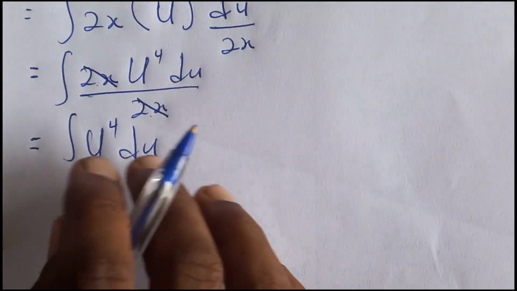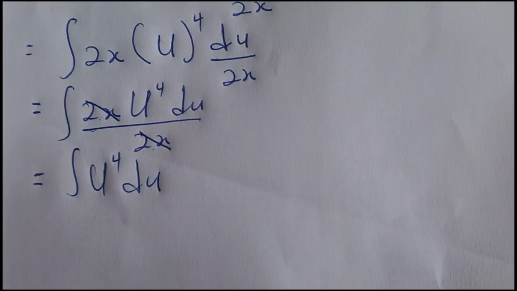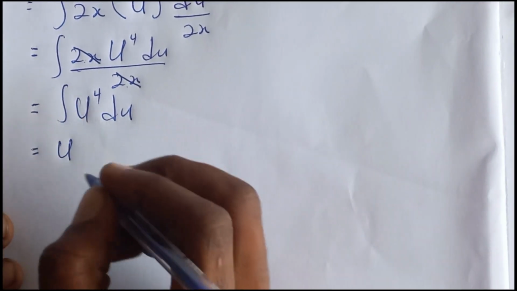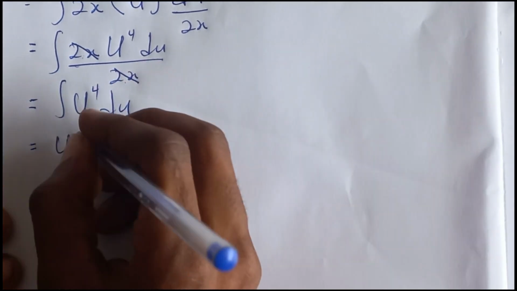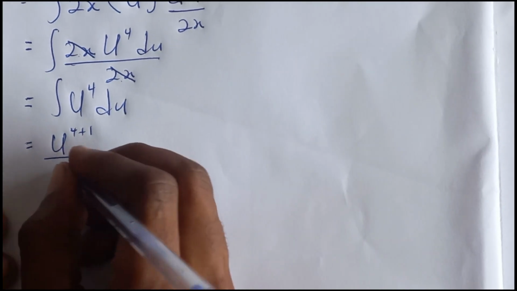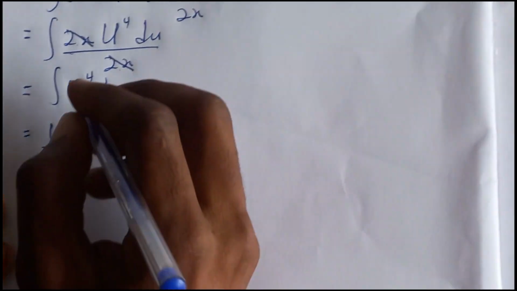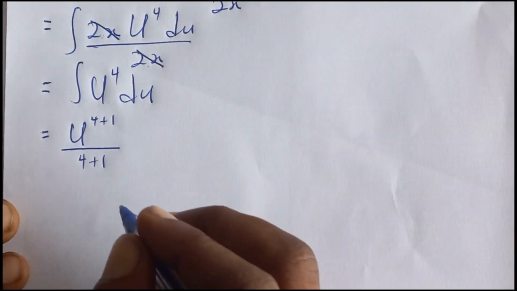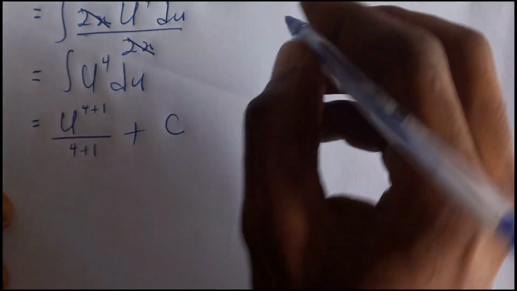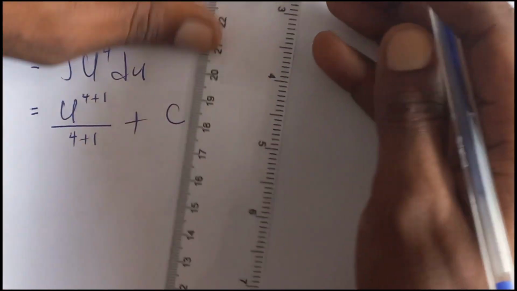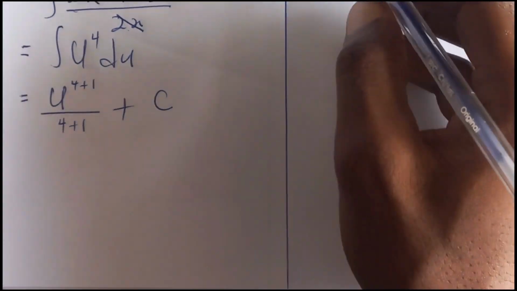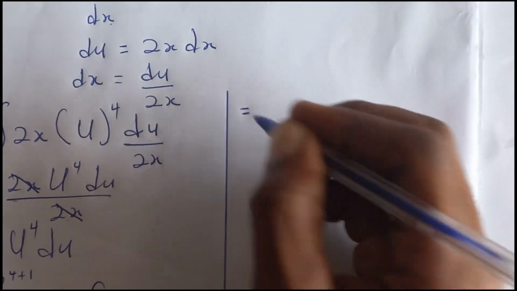Now it is easy for us to integrate. So to integrate this, we are going to get u. We know that integration is by increasing the power by 1, then we divide the whole term by the new power. Like this, and we know that we have to bring the arbitrary constant, so plus c. Let me continue from here.